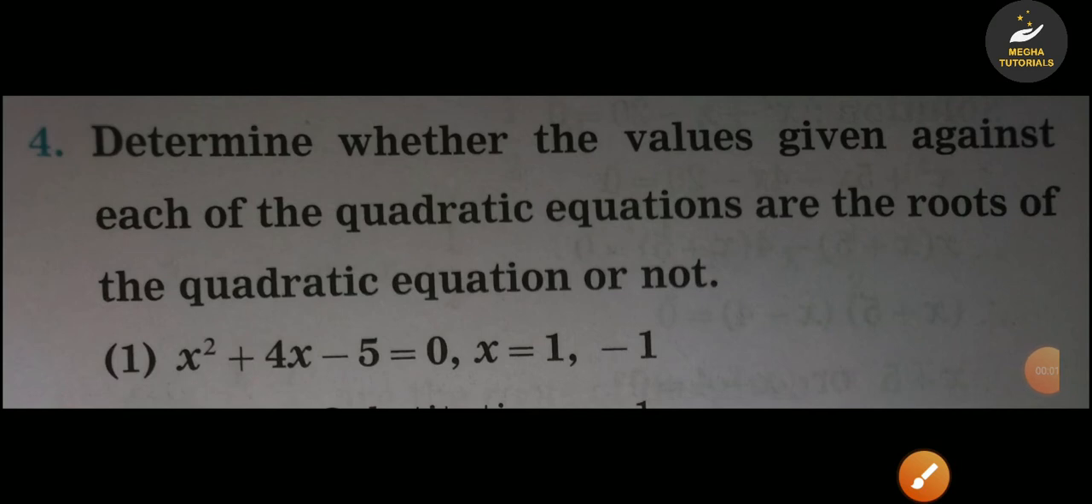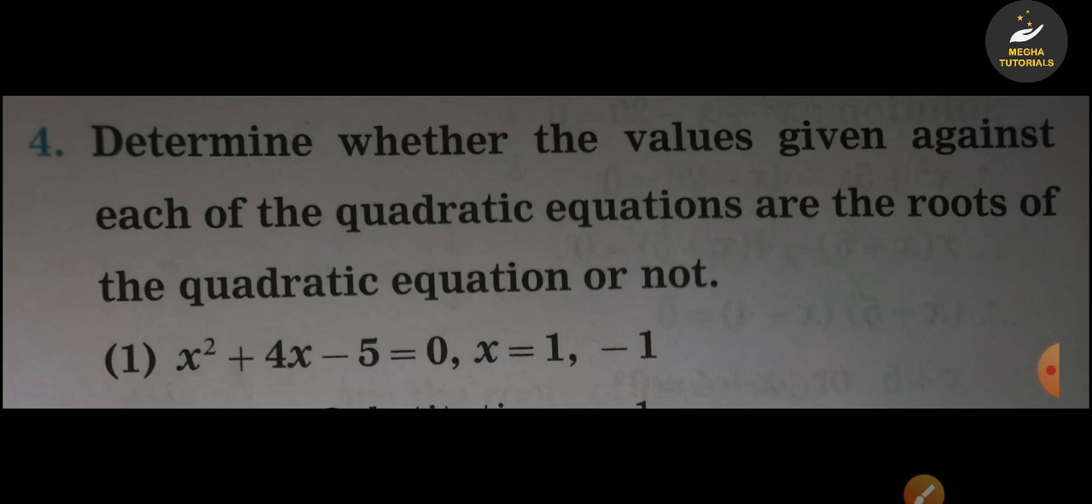Question 4. Determine whether the values given against each of the quadratic equations are the roots of the quadratic equation or not. It means we have to substitute x is equal to 1 and minus 1 in the given equation, and we have to check if the final answer is coming 0 or not. If it is coming 0, then the given values are the roots of the quadratic equation, and if it is not equal to 0, then the values are not the roots of the given equation.